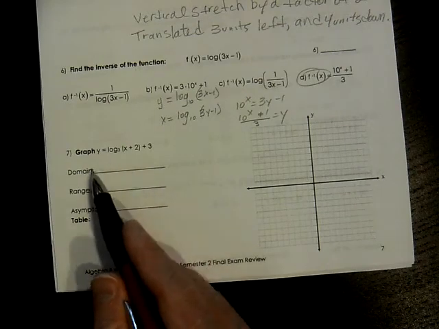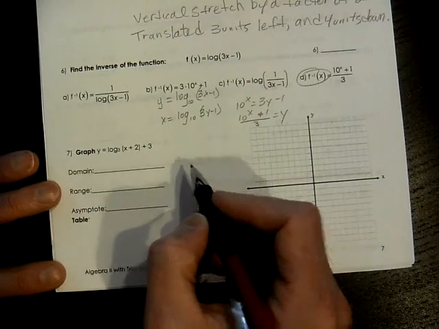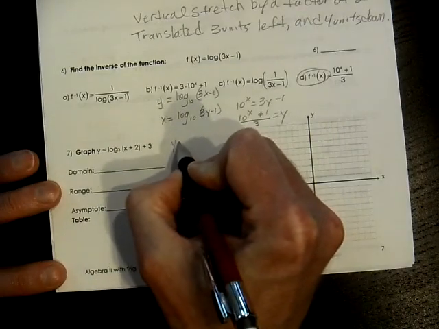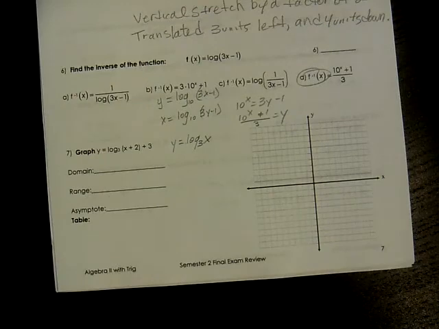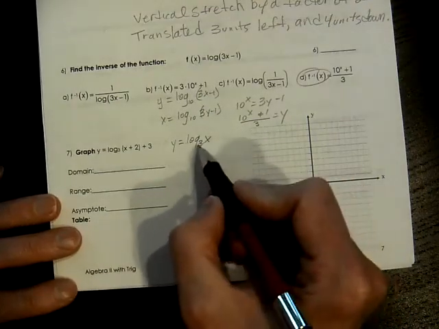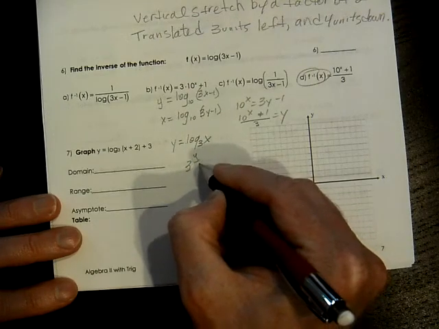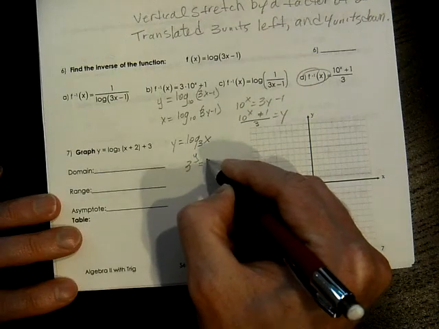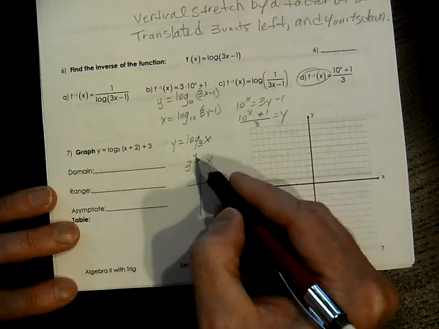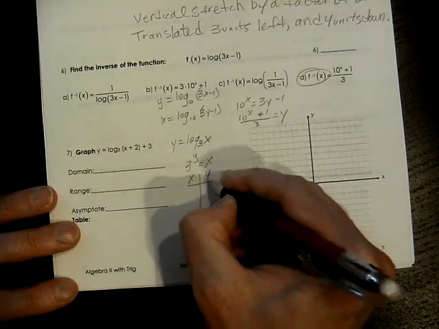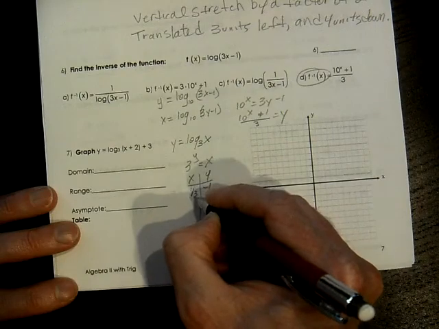Okay, graphing this. Well, the way we start to graph this is we're first going to focus on y equals log base 3 of x, and then we'll translate it. So we're going to do 3 to the y power equals x, and we're going to make a table out of that. So we pick values for y. So when y is negative 1, we get an x that equals 1/3.